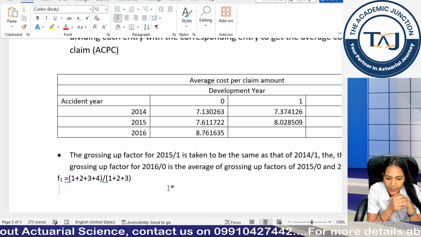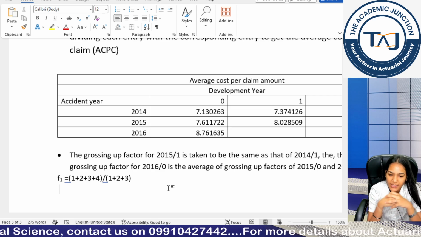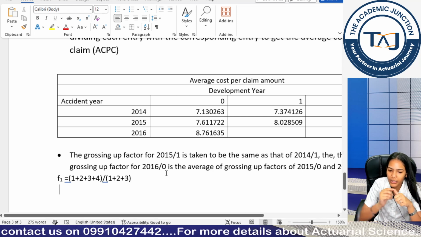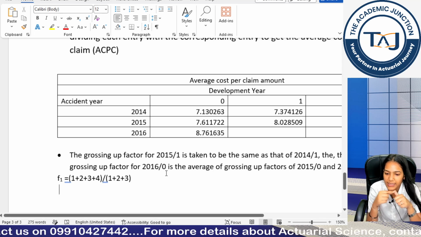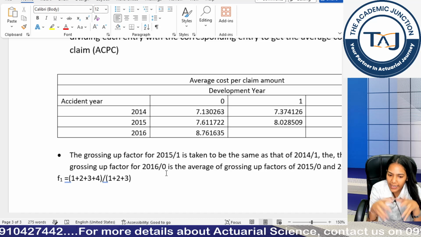Is that okay? If you have any doubt in this, please mention it in the comment box and we will get back to you. And similarly, you can do the Bornhuetter-Ferguson question because this involves calculation basically. So you can do that.